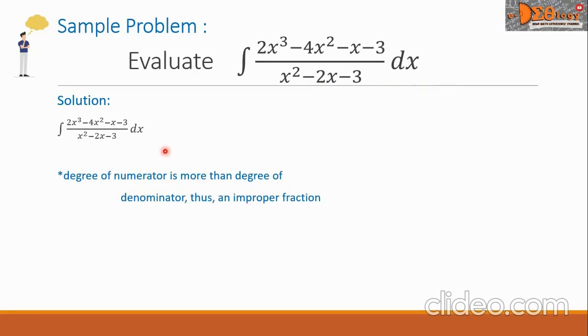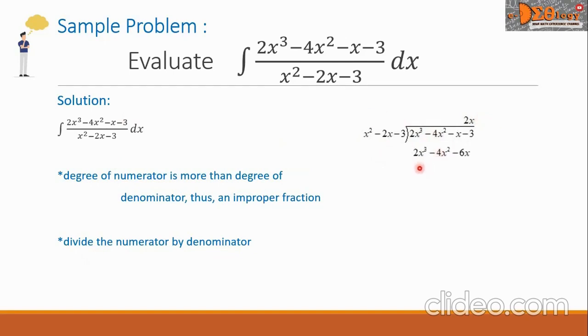In this case, the first step is to divide the numerator by the denominator. It means the numerator is the dividend, the denominator is the divisor. When we divide, we will get 2x. Then 2x multiplied by each term of the divisor, we will get 2x cubed minus 4x squared minus 6x. We subtract this polynomial from the dividend. The result is 5x minus 3.